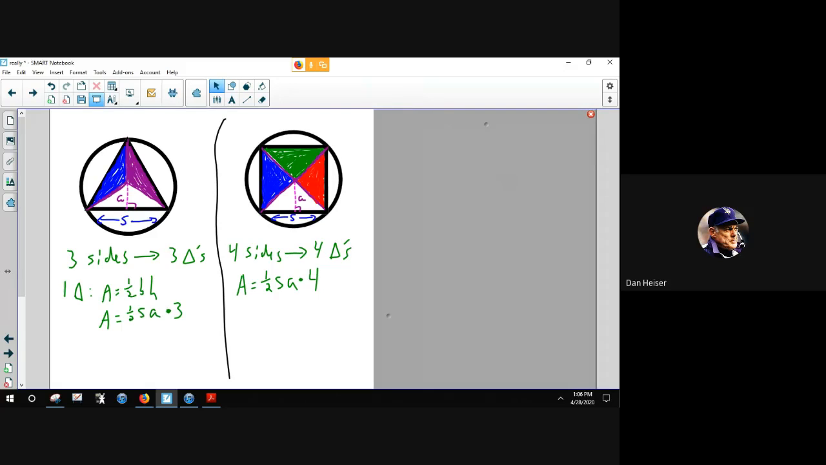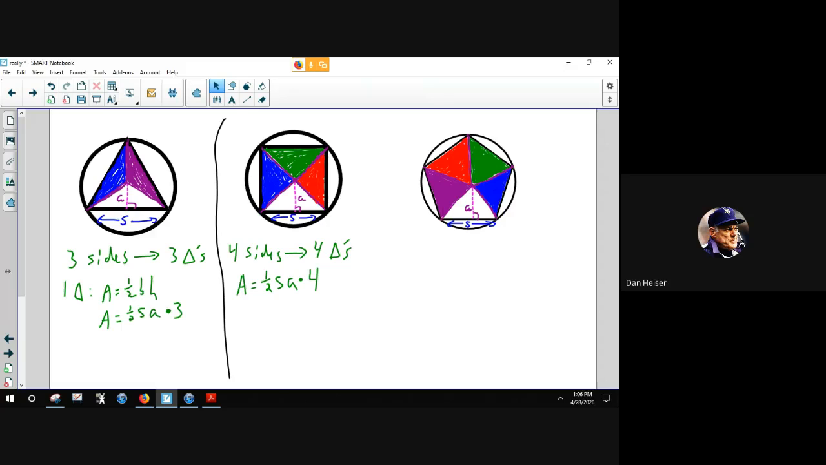And to finish our pattern, let's now look at a regular pentagon. 5 sides, 5 triangles.